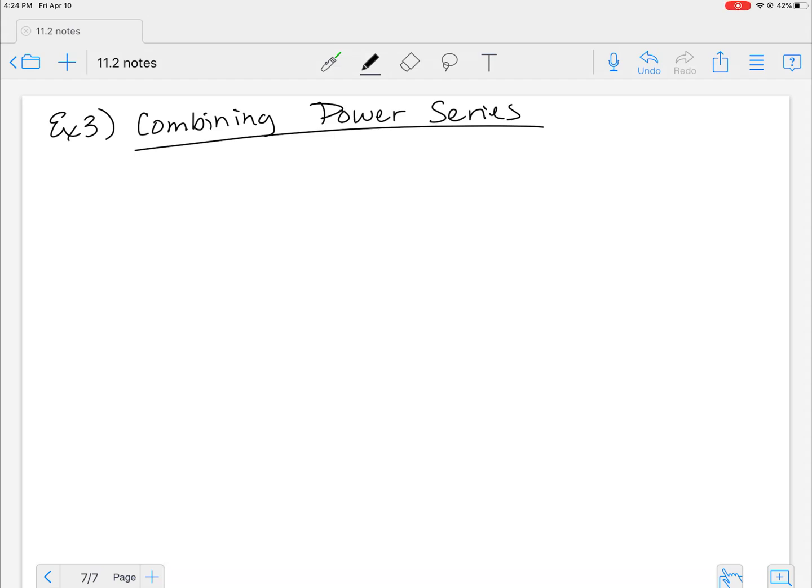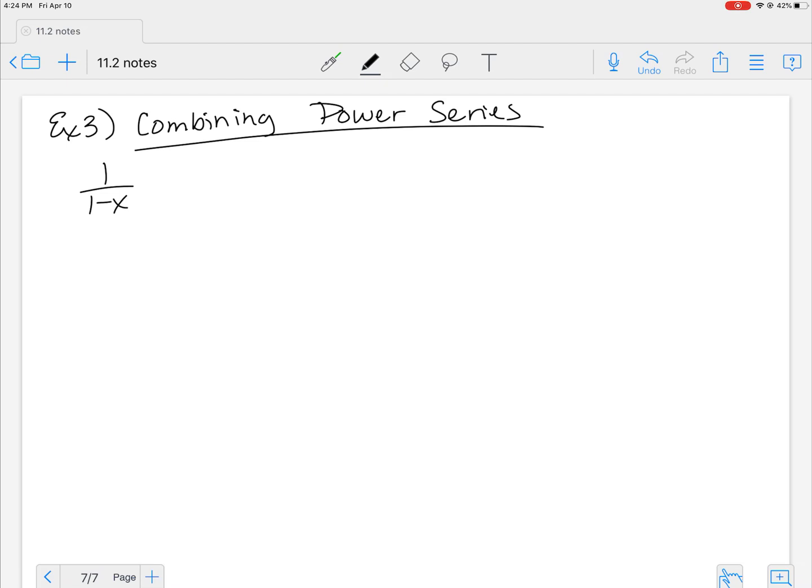Okay, now these are still series. So we're going to do some combining with power series. And you can combine with power series exactly the same way. So you add or subtract. You can multiply by a constant. Anything that we do with our series that we've done previously, we can still do. All right. But I'm going to give you this one to begin with.